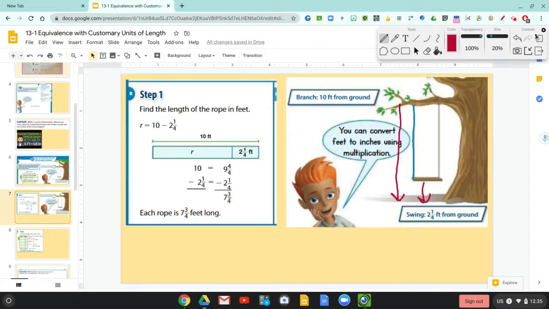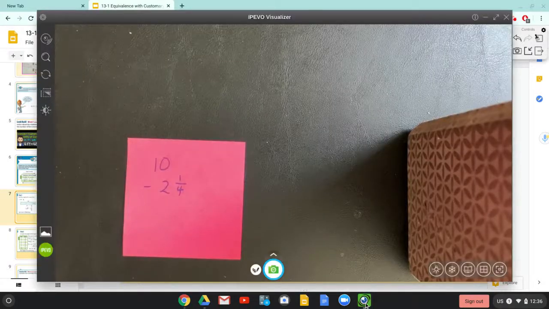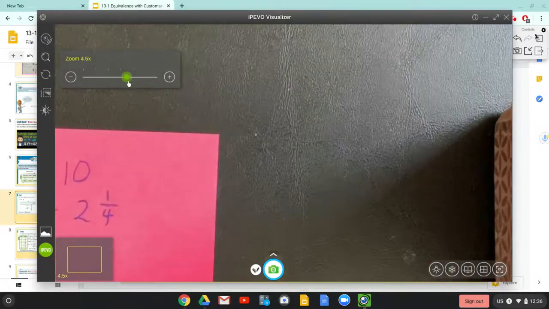So we did do a lesson on subtracting fractions, and I am going to go over what happened in this box here. So you can see they changed 10 into 9 4/4. So let's go over here and see what is going on. And I'm going to do that step by step for you. So here we've got 10 minus 2 1/4. And let me zoom in on this a little bit.